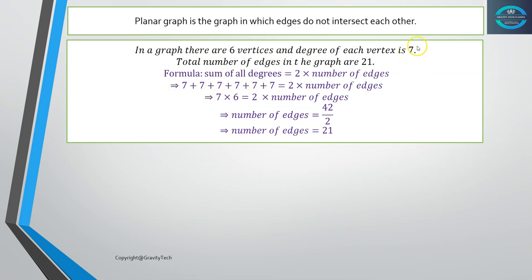See, one vertex has a degree 7, but how many vertices? 6. So 6 times 7 is equal to 2 into number of edges. So 7 into 6 is equal to 2 into number of edges.